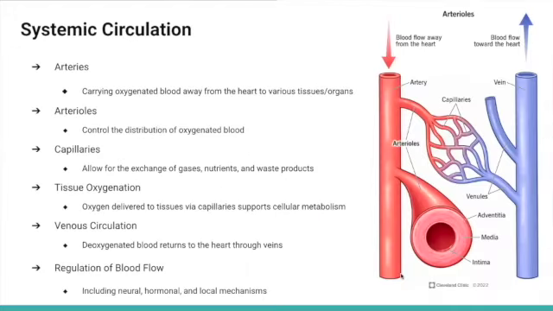Systemic circulation. Systemic circulation is the extensive network of blood vessels responsible for distributing oxygen-rich blood throughout the body, ensuring that every tissue and organ receives the oxygen it needs for proper function. Here are some examples within the systemic circulation.